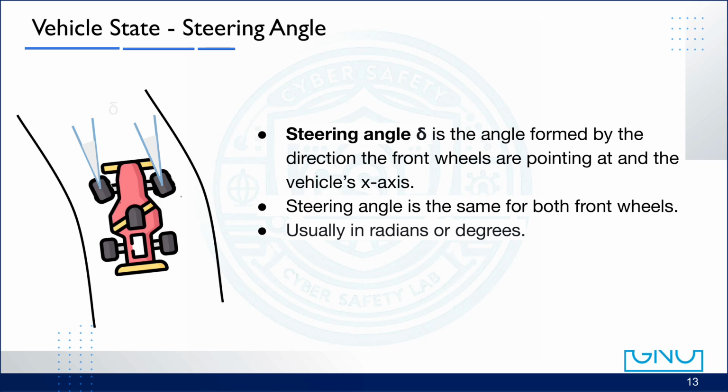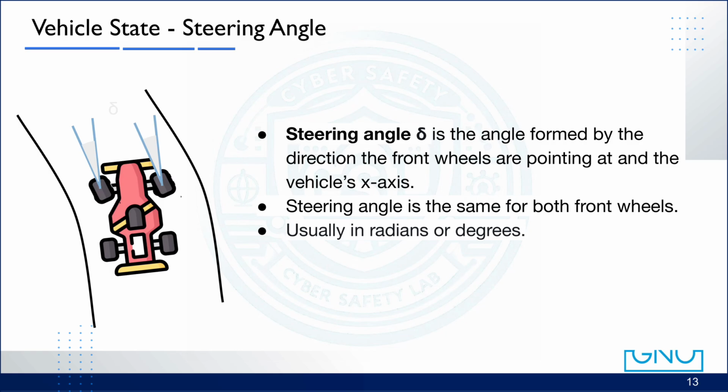Units can be degrees or radians, but be consistent with your controller and logs. Geometrically, steering sets the road curvature. For small angles, we use curvature kappa is approximately tan of delta divided by wheelbase L, and the yaw rate is approximately speed times curvature.